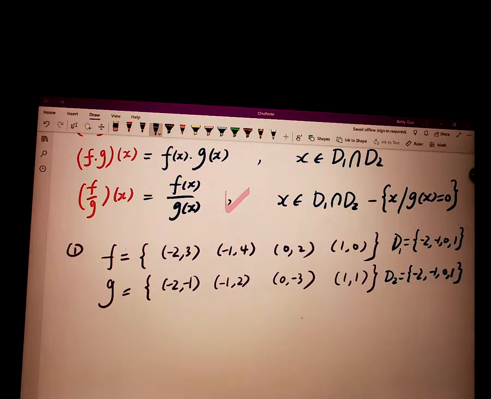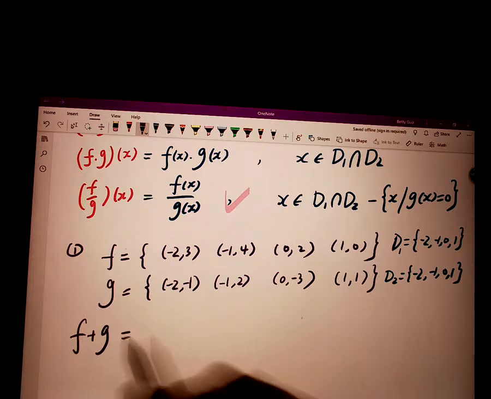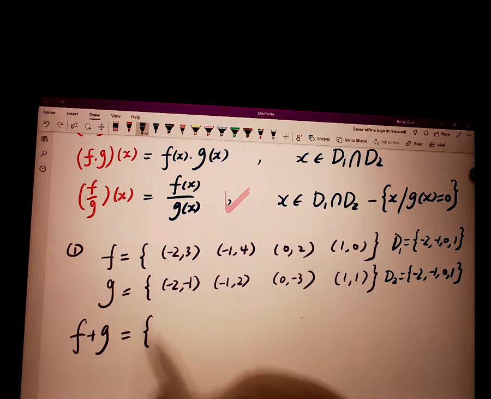So the two functions have the same domain. Then that makes our job a lot easier. We are looking for f plus g. So I'm going to go ahead and write f plus g, okay? It's pretty simple. How do we find f plus g?